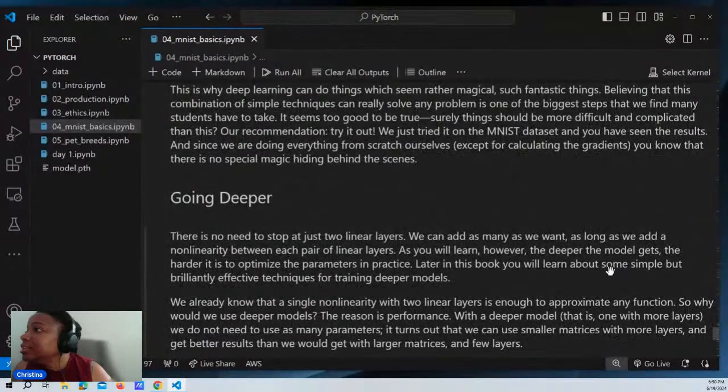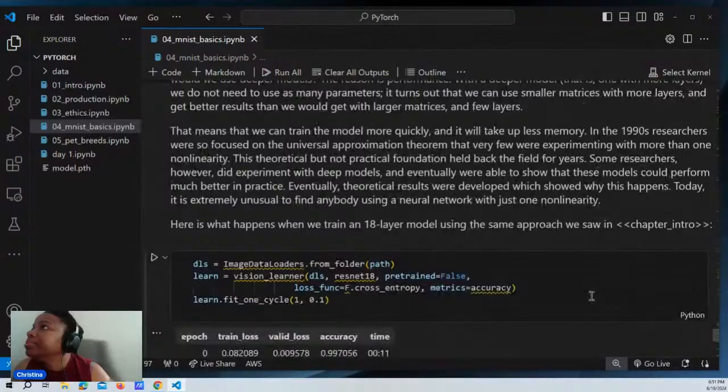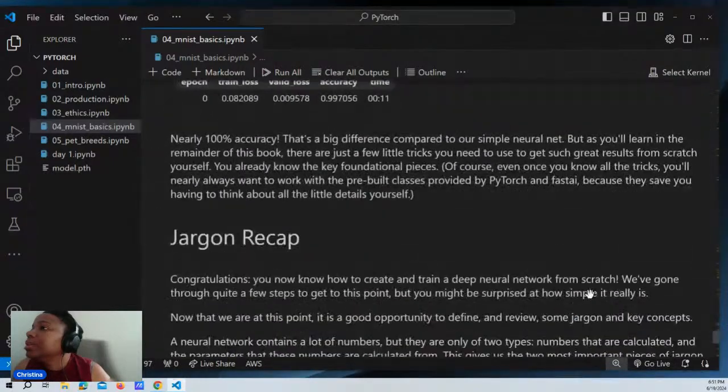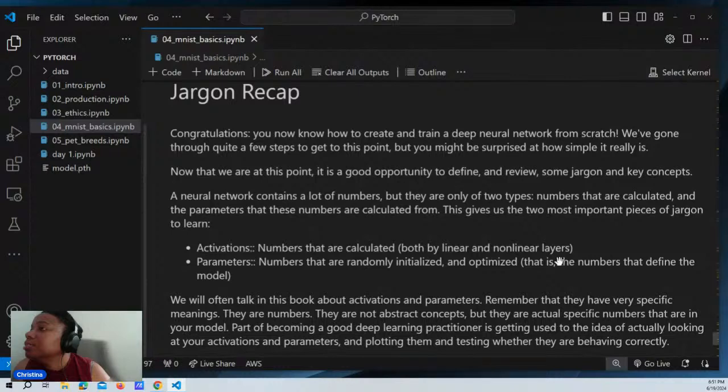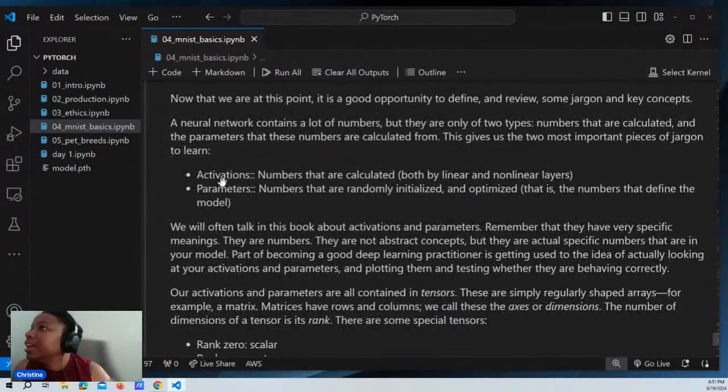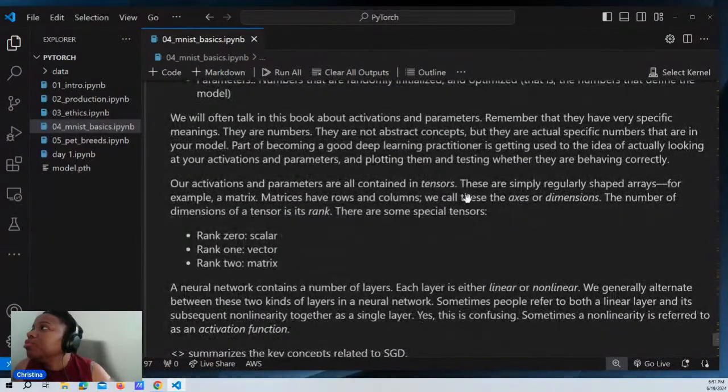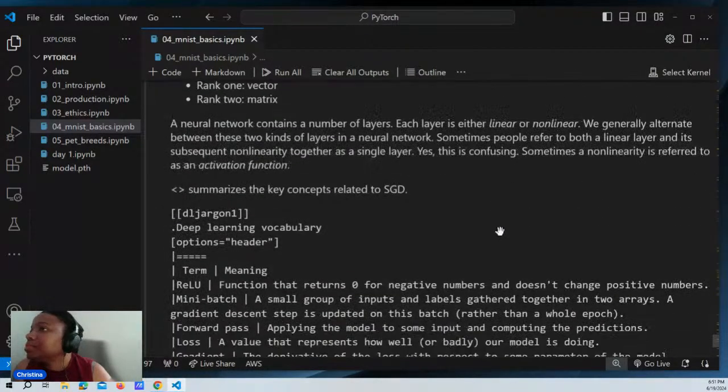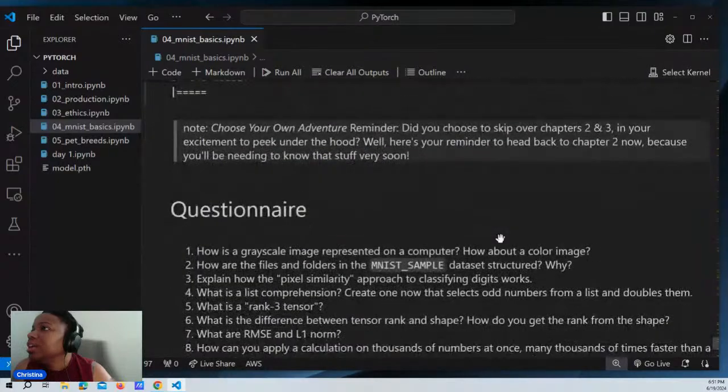You can have as many linear layers as you want. Yep. There we can train it more quickly. So, learn the jargon, key takeaways: parameters are numbers that are calculated, with linear and nonlinear parts, and numbers that are randomly initiated and optimized. I'm sure they will talk about it more in the book. And then the rank. So you have a scalar, a vector, and a matrix, which are the ranks of the tensor. A scalar tensor is rank 0, a vector is rank 1, and a matrix is rank 2. So yeah, learn the jargon.